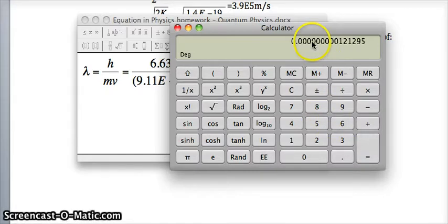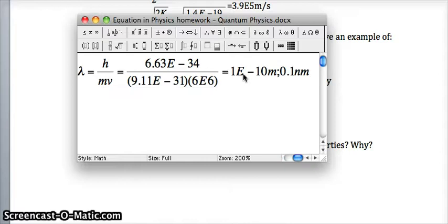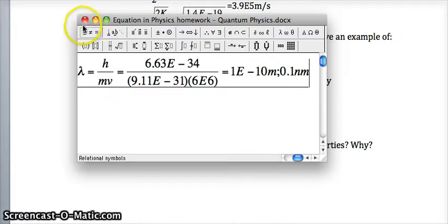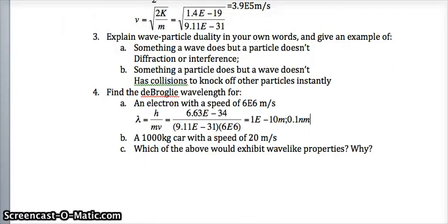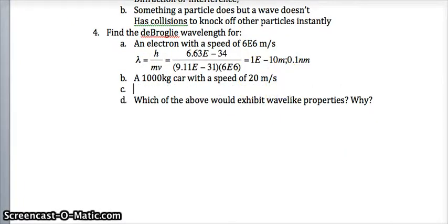So it's about 1 times 10 to the negative 10 meters, which we could call 0.1 nanometers. And that's in the X-ray range. So if it exhibits X-ray diffraction or interference, then you would see it for something with a wavelength like that. It's a small wavelength, but not super small.